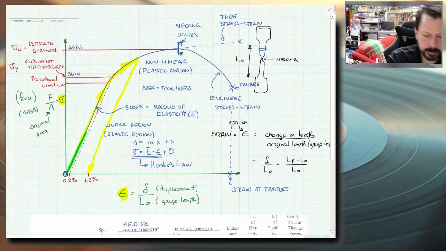Now there are others, like a 0.5%. Maybe you're okay with 0.5% strain in your design. So there is a 0.5%, I think. There can be other locations of offset, but we're going to assume that this is a 0.2% offset yield strength.